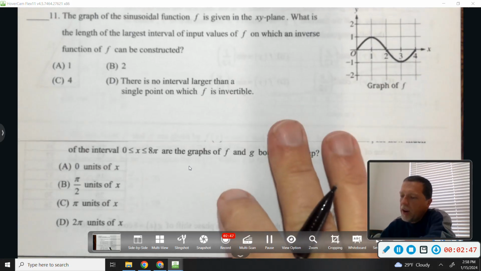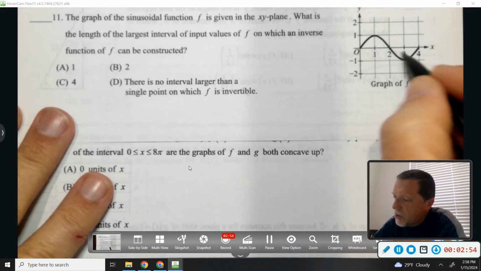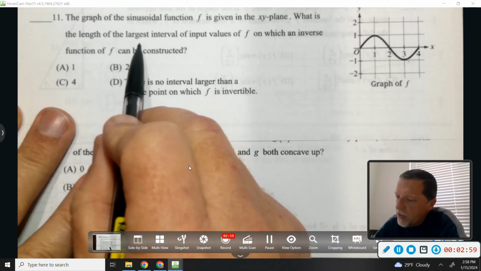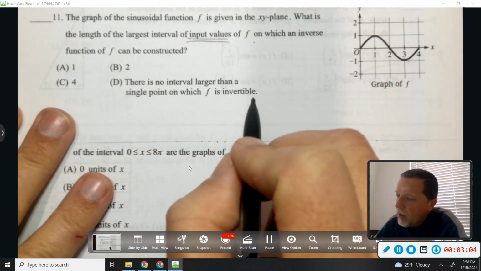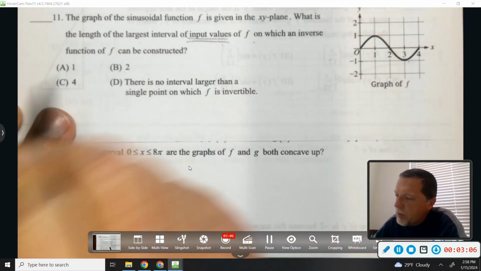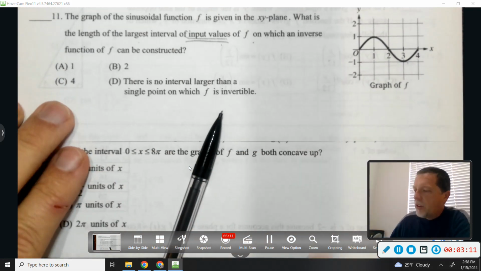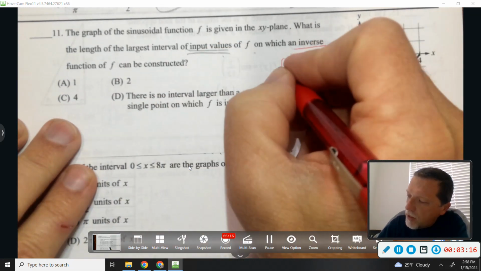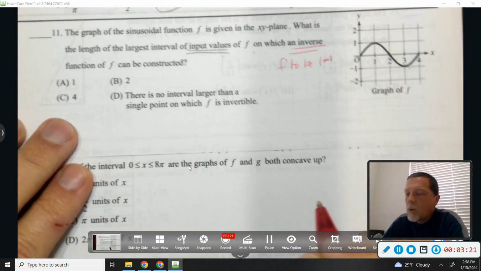Number 11. The graph of the sine function is given in the xy plane. Okay, so the sine function, its period is a little messed up, or at least it's not the normal period. What is the length of the largest interval of input values of f, so x values, on which an inverse function of f can be constructed? Okay, so we talked about this, making an inverse. That's where, for an inverse, you need f to be 1 to 1.